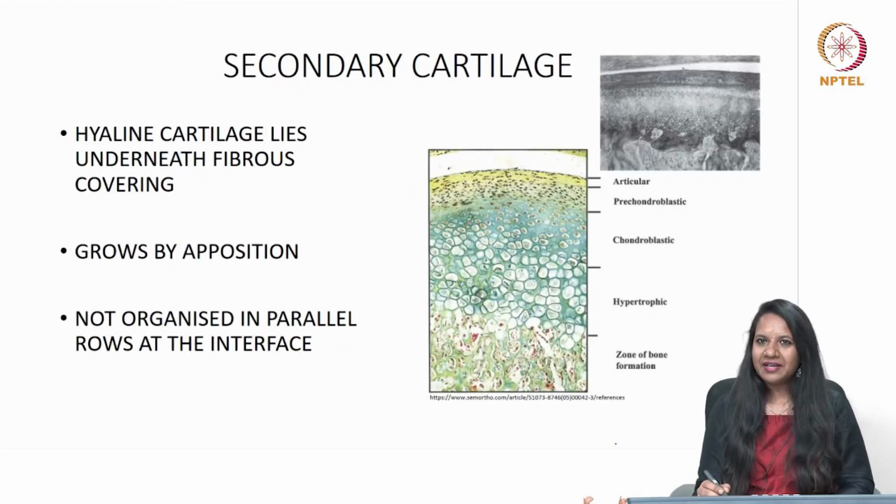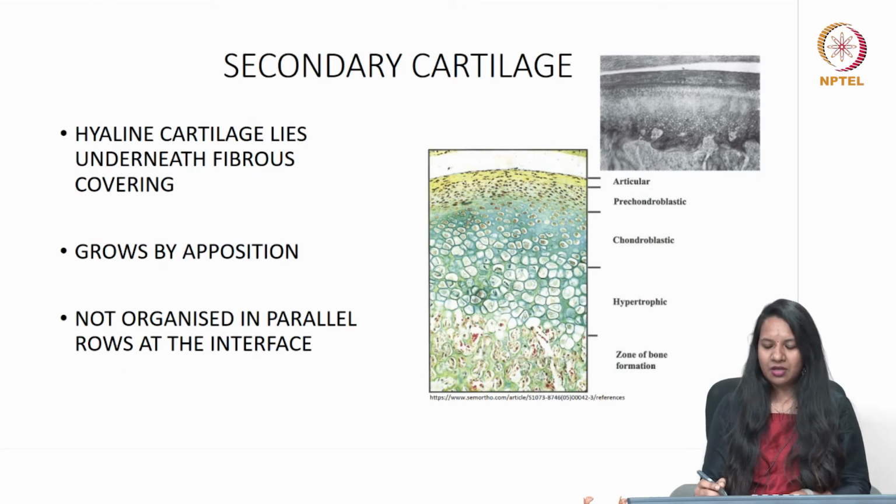Then comes the secondary cartilage, which is formed during the period of growth. Hyaline cartilage lies beneath the fibrous covering, and the secondary cartilage grows by apposition. It is not organized in parallel rows at the interface between the bone and the cartilage.